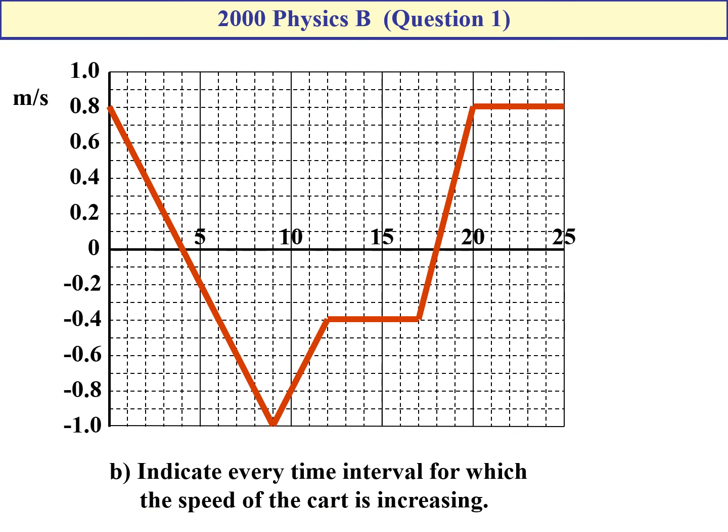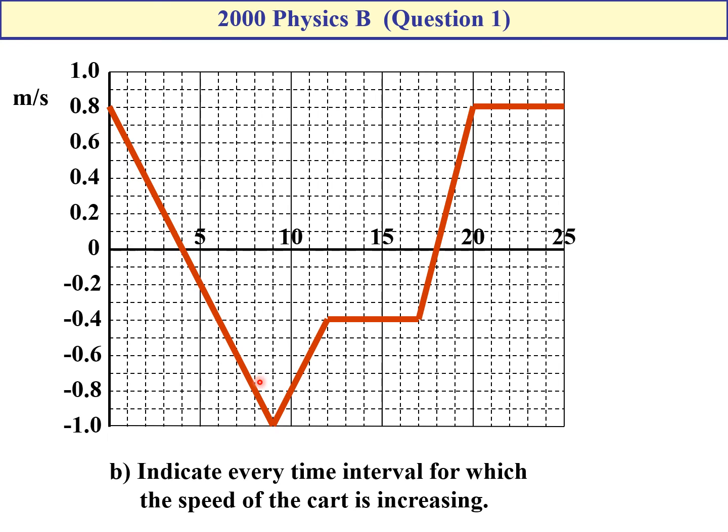The next part says indicate every time interval for which the speed of the cart is increasing. Now remember, increasing speed doesn't necessarily mean that you have a positive acceleration. It means that acceleration and velocity are in the same direction. So if we look at the first part, we see that we have a positive velocity from 0 to 4 seconds because we're above the x-axis. But notice that's a negative slope. So a positive velocity with a negative slope, that means that we're actually going to be decreasing. We're getting closer to 0.